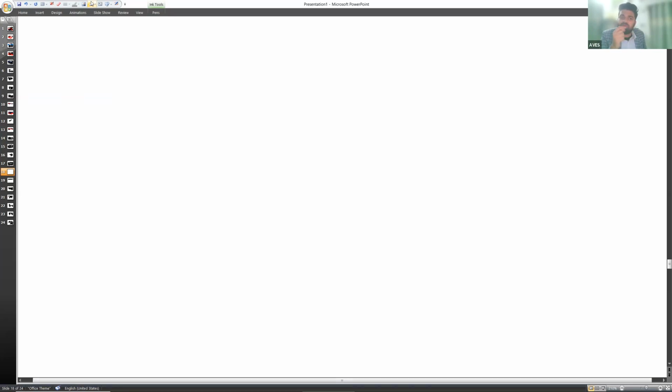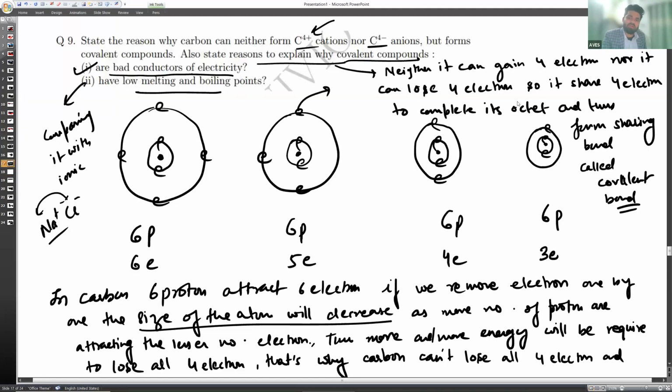Because ionic compounds are formed by either gaining electrons or losing electrons. So it can neither form a C4 positive ion nor a C4 negative ion by losing or gaining. So how can it form an ionic compound? The only way to complete its octet is to share the electrons to form a covalent bond. So note it down. Why does carbon form covalent compounds? Neither can it gain 4 electrons nor lose 4 electrons. So it shares 4 electrons to complete its octet, and thus forms a sharing bond called a covalent bond, and these are called covalent compounds. Note it down.